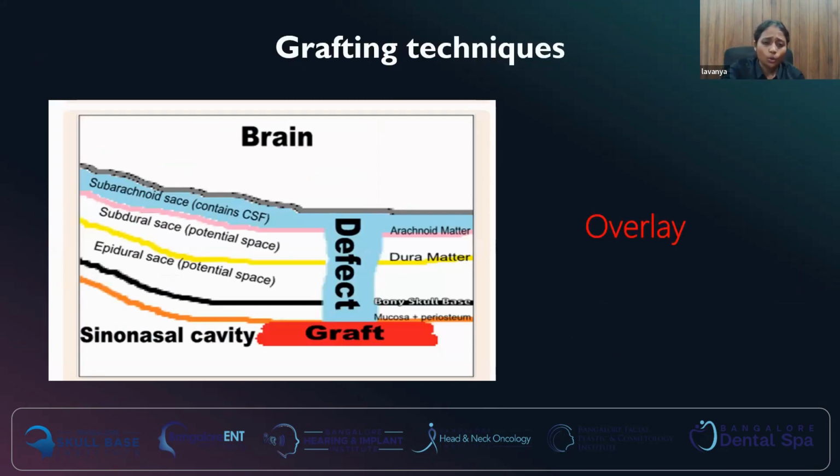If we look at our center, we generally do an overlay technique. Most paranasal sinus defects from the skull base, the anterior skull base region, can be corrected with an overlay technique. Okay, so this is the subarachnoid space containing the CSF. There's a defect here across the subarachnoid, subdural, and epidural space, and then the bony skull base defect is there, and then it opens into the mucosa and the periosteum in the paranasal sinuses. So here we place the graft over the mucosa and the periosteum in the paranasal sinus area, okay, and then it is sealed. So it's reinforced here. This is known as the overlay technique.